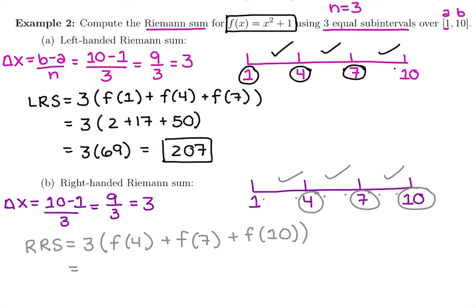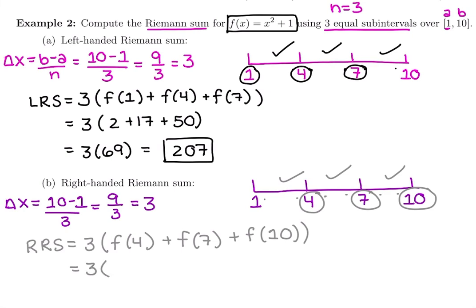Now I'm going to plug into the original function again. I have my width times my heights to get the area of these boxes, even without a picture to draw. So I'm going to do 4 squared plus 1 is 17, 7 squared plus 1 is 50, and 10 squared plus 1 is 101. So then we're going to add up our heights, and we want to remember to multiply by our width to get that full area of a box. So I have 3 times 168, which means my right-handed Riemann sum is 504.